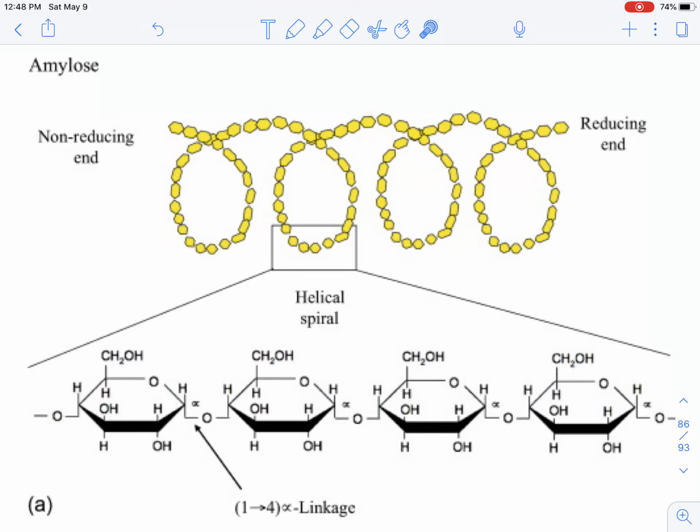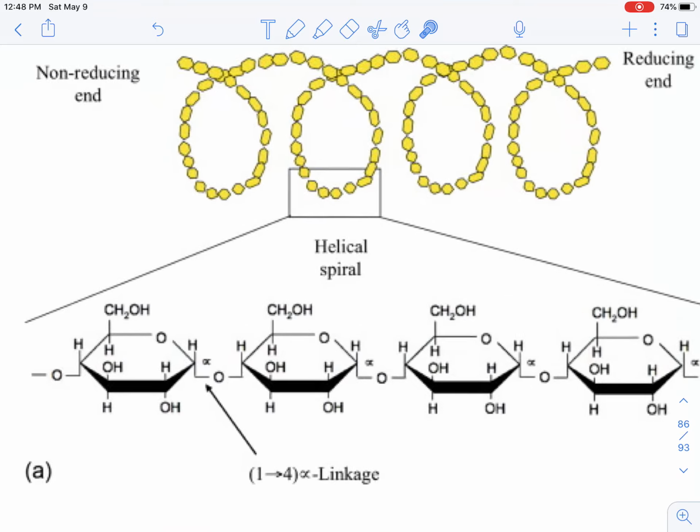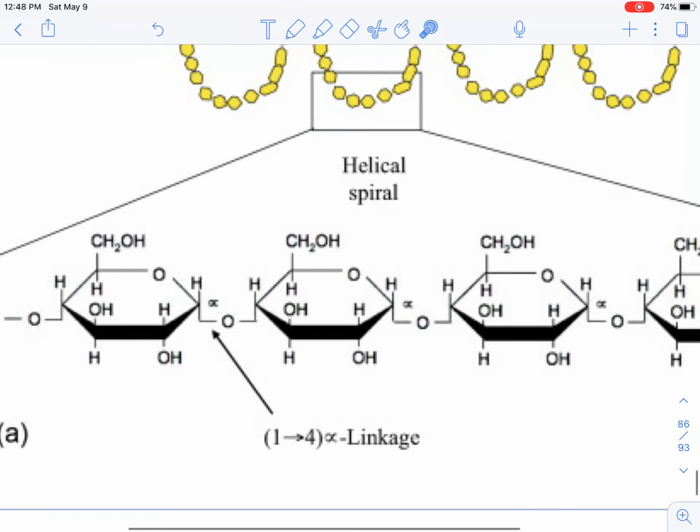And so if we zoom in here, we see that the linkage of the glycosidic bond is alpha 1,4. And so if you recall, alpha means that the hydroxyl group on the anomeric carbon is pointing down, right? So the OH of the anomeric carbon is pointing down. That's what's going to give us alpha. And so the covalent bond is between the anomeric carbon, carbon number 1 of one glucose molecule, and carbon number 4 of the other glucose molecule.